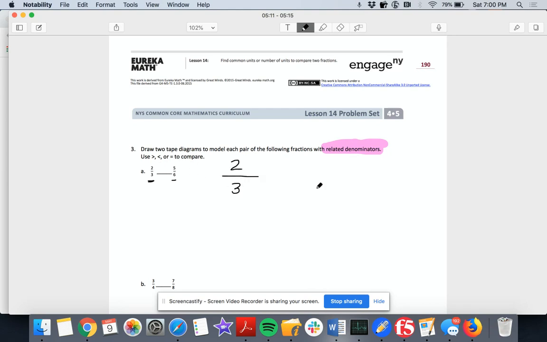So for my first problem, I have 2/3, and then I also have 5 over 6. 6 is my bigger denominator, so I'm going to try to get this 3 equal to 6. And how would I do that? Well, 3 times 2 is equal to 6. So that means I need to multiply my numerator and denominator by 2.